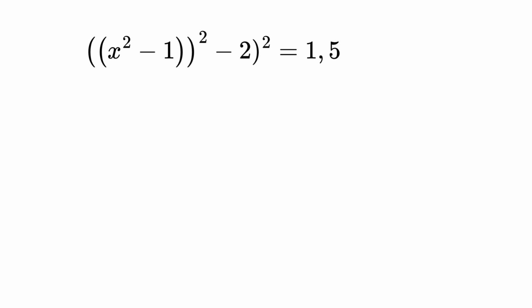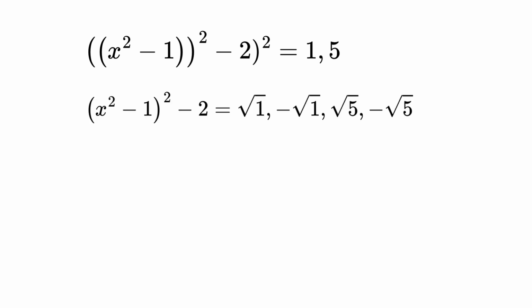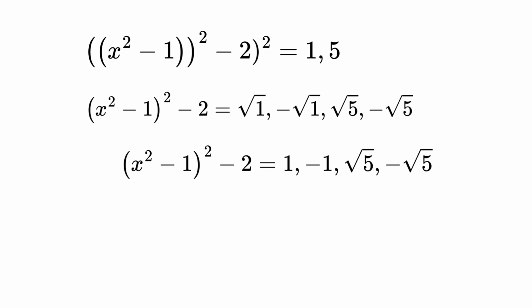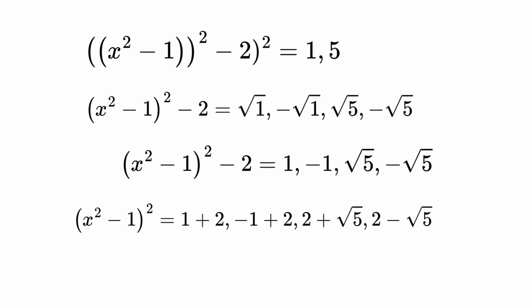Now again take the square root on both sides, then we have (x² − 1)² − 2 equal to the square root of 1 or minus the square root of 1, or the square root of 5 or minus the square root of 5. Square root of 1 is 1. Minus 2 comes to the right side, then we have (x² − 1)² equal to 1 + 2 or −1 + 2, or 2 + root 5 or 2 − root 5. Then we have (x² − 1)² equal to 3 or 1, or 2 + root 5 or 2 − root 5.